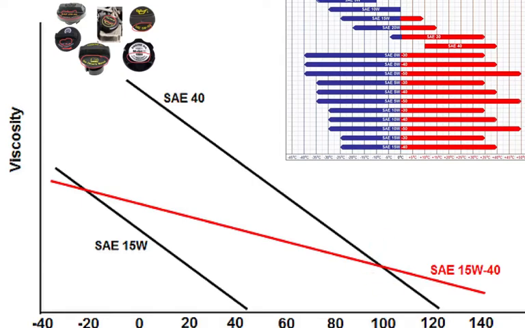So the general range is 0 degrees Celsius to 100 degrees Celsius, and that's where they set those oil viscosity ratings. So the ones with the W are the cold temperature ones at 0 degrees Celsius. The ones without the W on them are at the higher temperature, 100 degrees Celsius, that most engines run at.